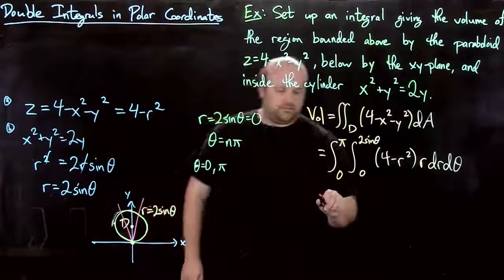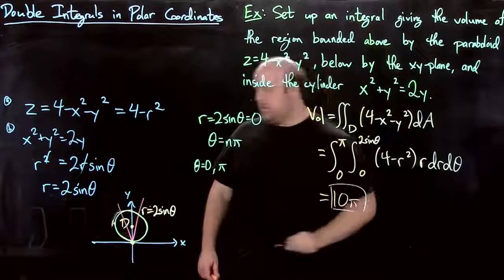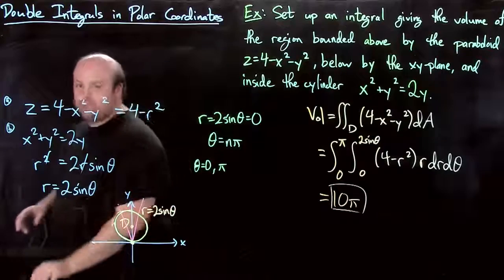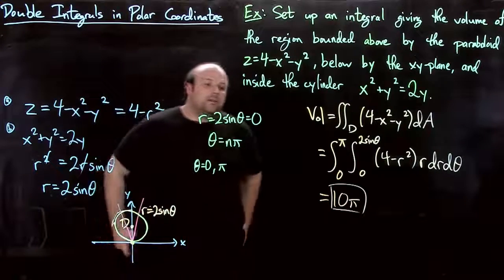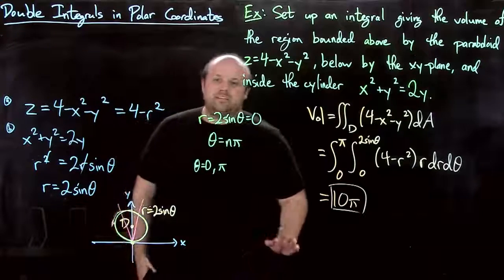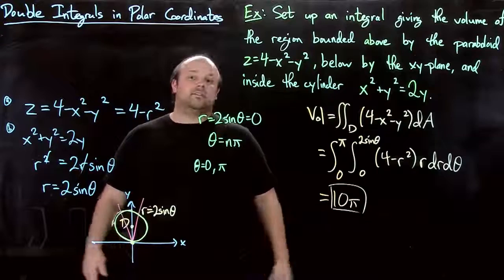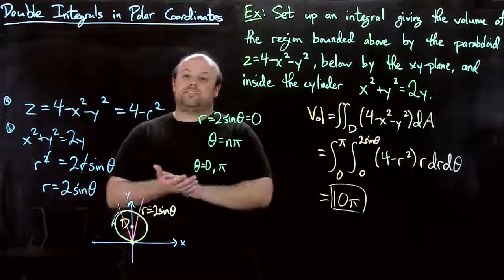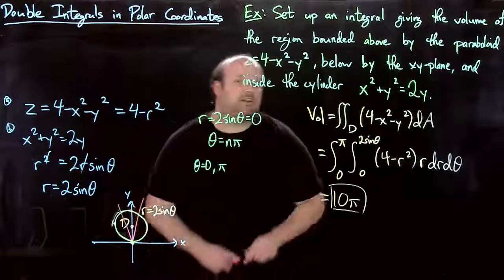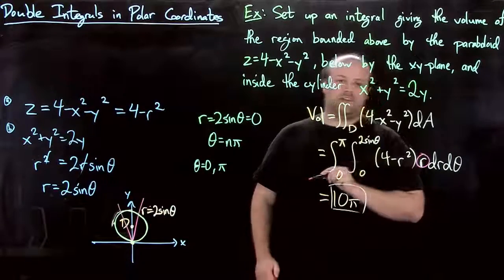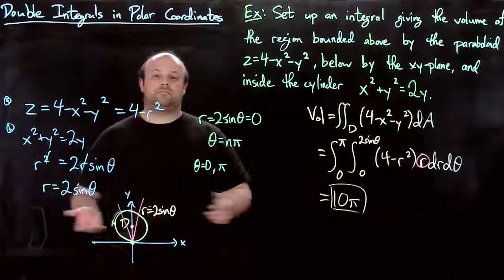I'll let you check on your own, but this answer should be 10 pi, unless my notes are wrong, but I think this is right. Hopefully that setup made sense. All I can say at this point is practice, practice, practice. Do a bunch of these. Never, ever forget about the r in polar coordinates. And see you next time.